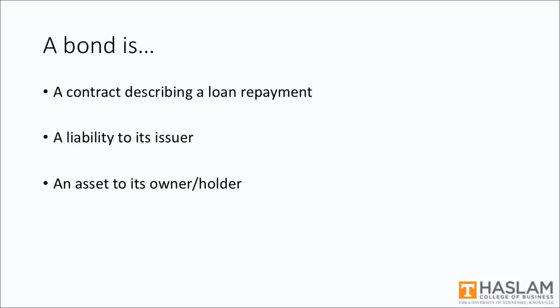A bond is simply a contract that describes how a loan will be repaid. Now, this loan contract has two parties. One's called the issuer, and the other is called the holder or the owner. The issuer of the bond is also called the borrower, and the owner or the holder of a bond would also be called the lender. Okay, so issuer equals borrower and owner or holder equals the lender.